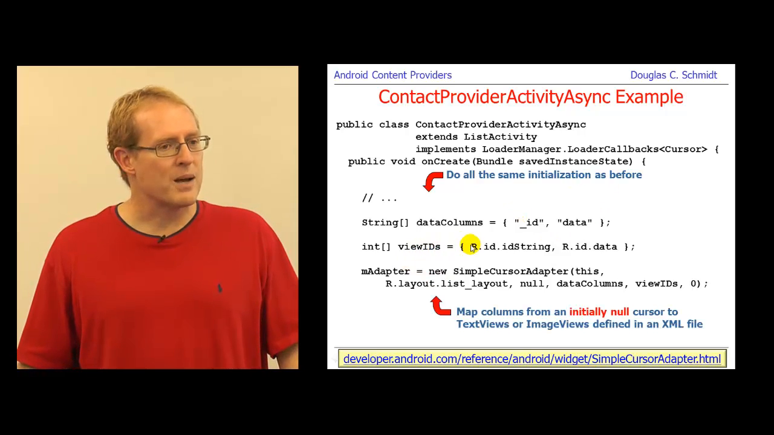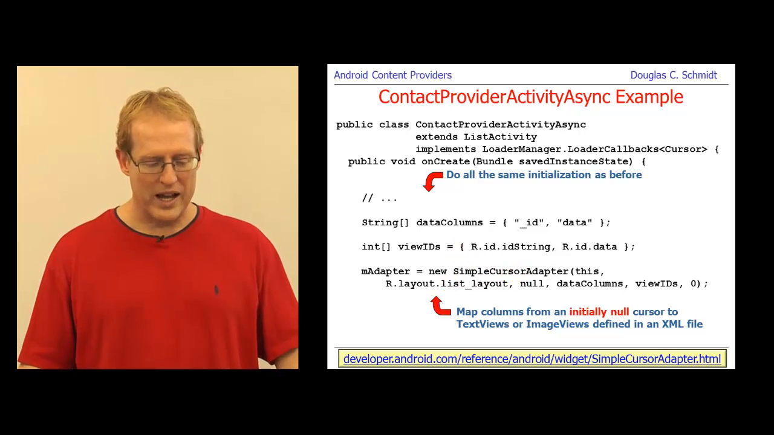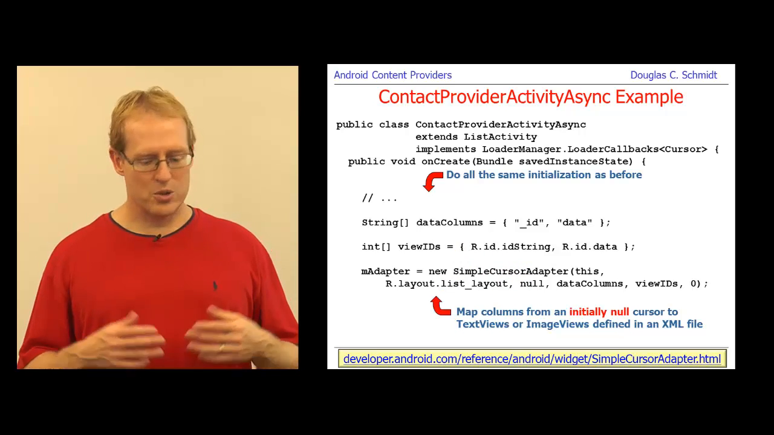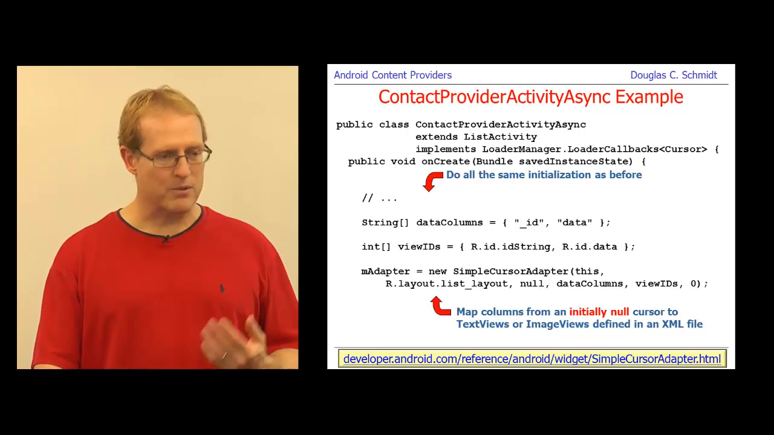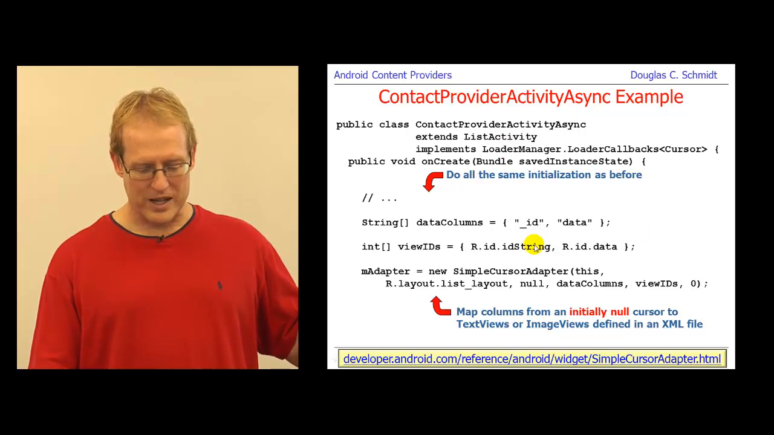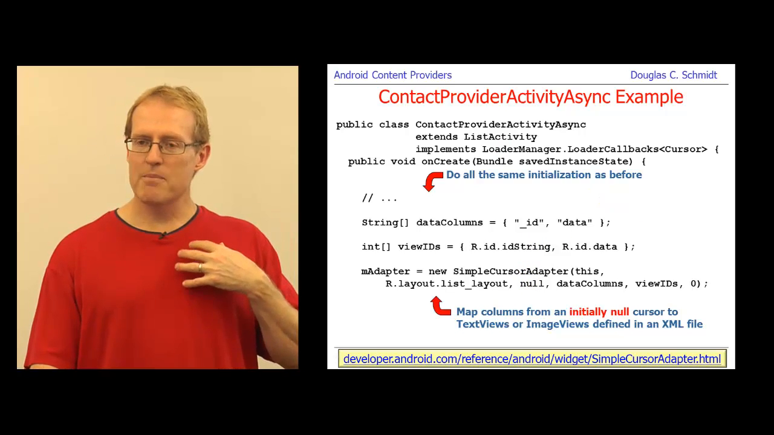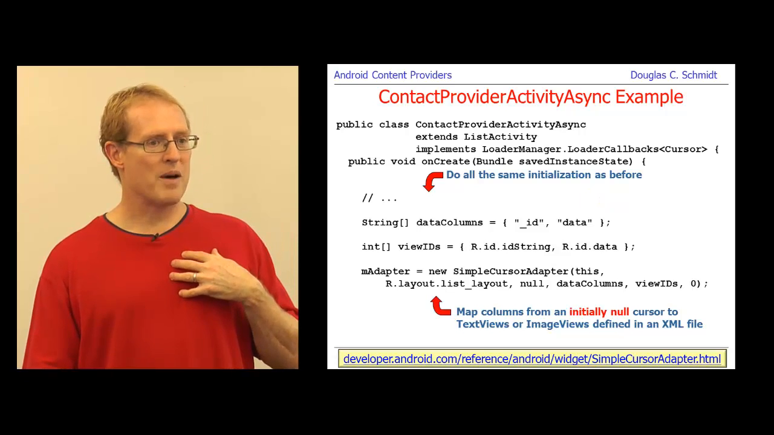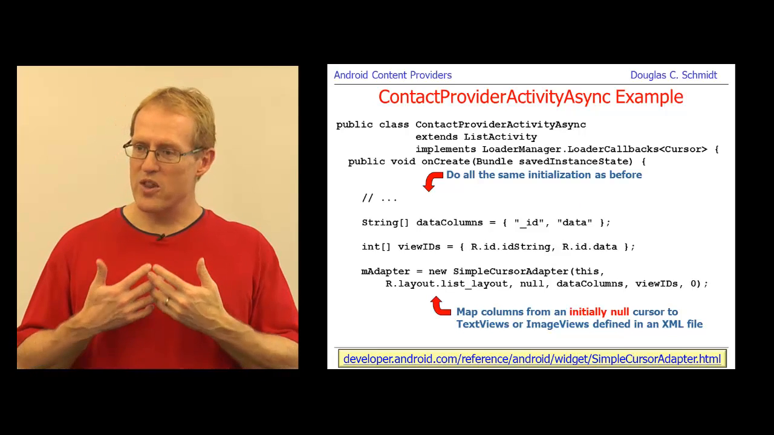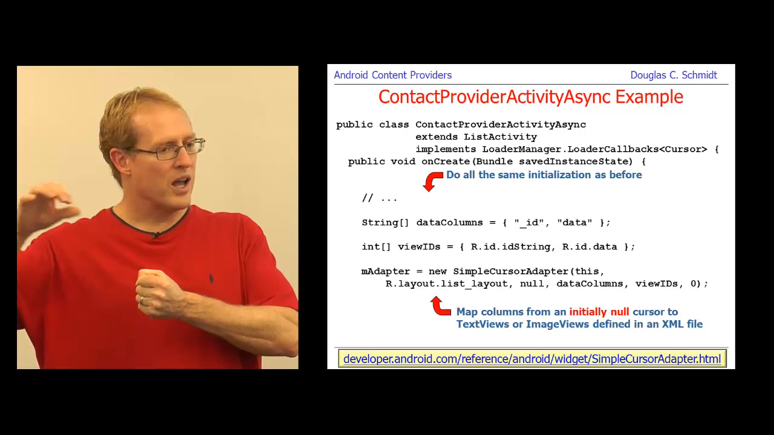There are still a few more steps we need to carry out in order to make all this stuff work. We go ahead and set the list adapter to the M adapter, M adapter being this thing that points to the simple cursor adapter. We then initialize the M callbacks, the loader callbacks object, to ourselves, so that it'll dispatch back to our methods.